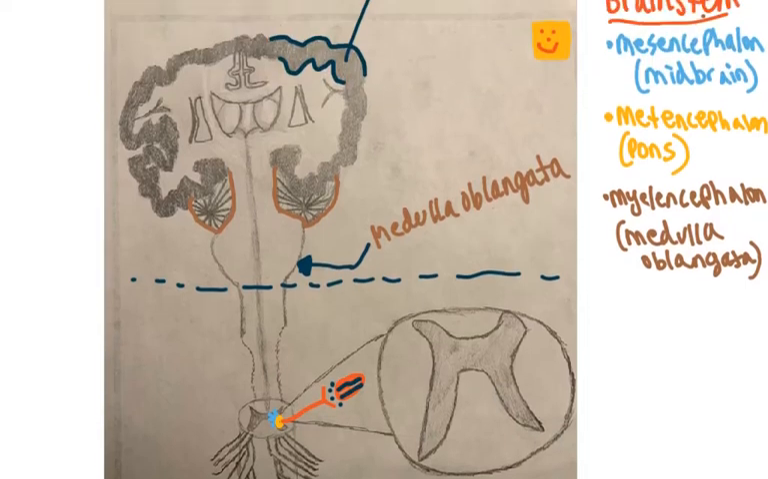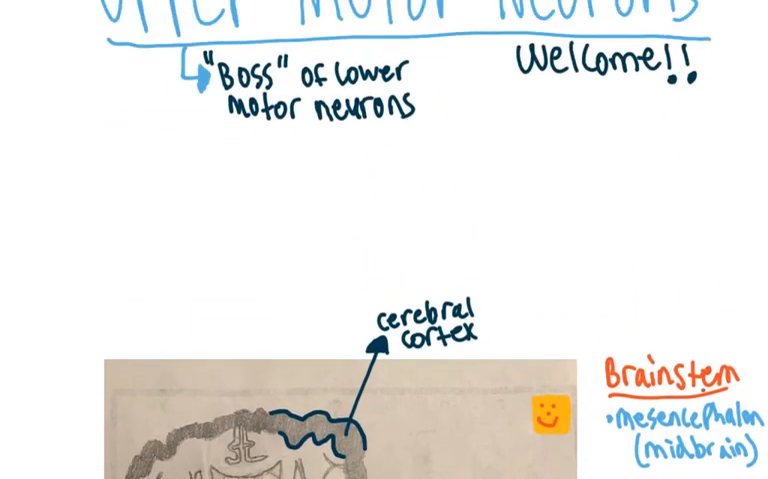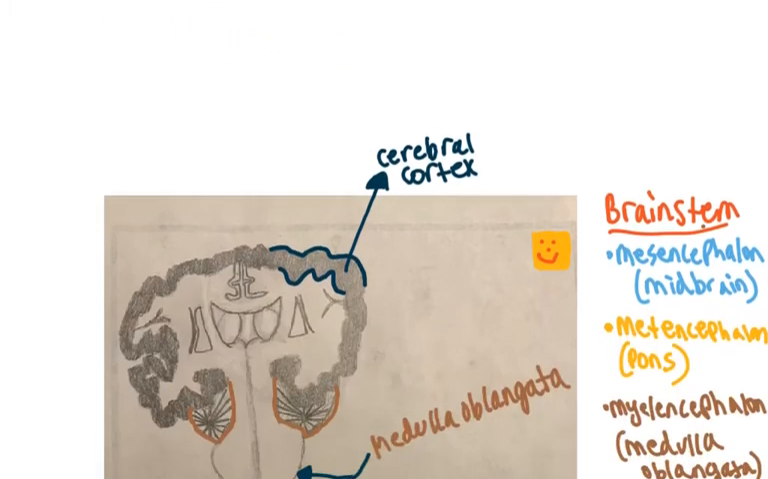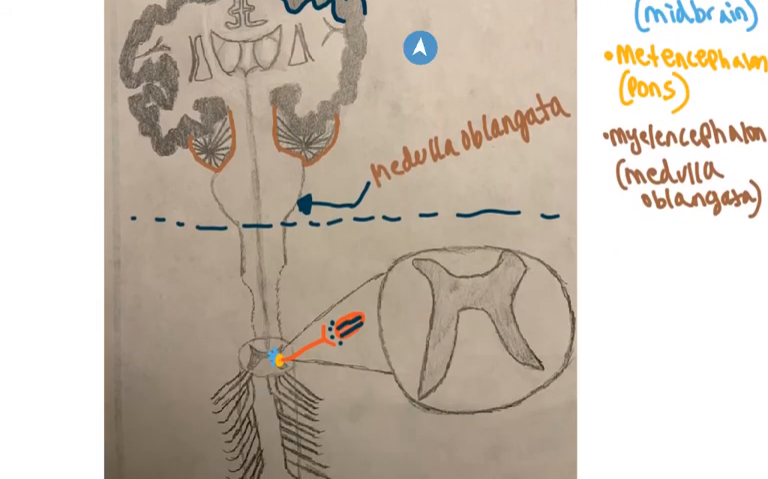And remember, we said the upper motor neurons were the boss of the lower motor neurons. So the upper motor neurons are going to control the lower motor neurons. All right, so let's go ahead down here.